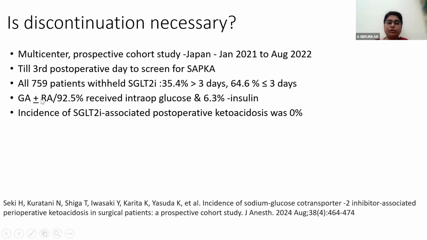They received GA with or without regional anesthesia. However, as per their protocol, 92.5% of them had received intraop glucose because in Japan they are using 1% glucose with RL routinely and insulin was used as required. So when this protocol was followed, they found that SAPKA was 0%.